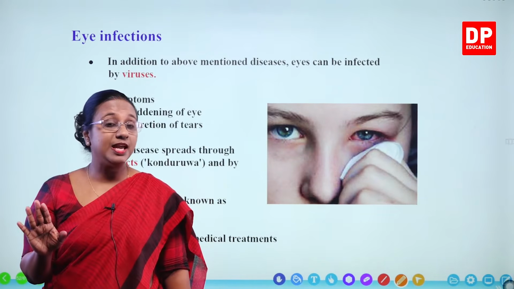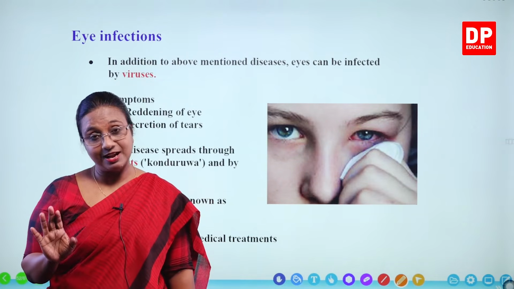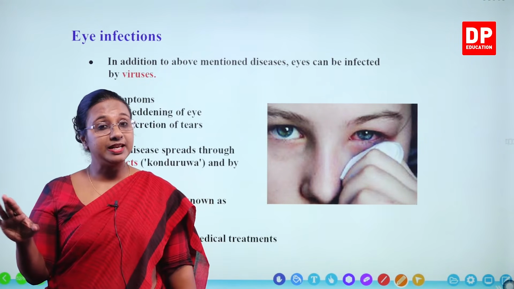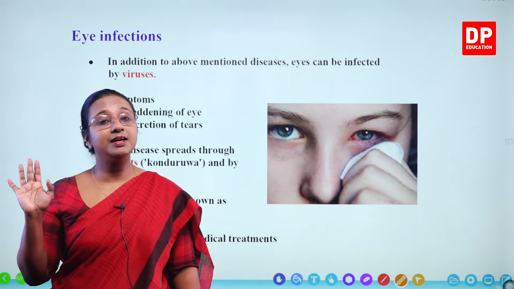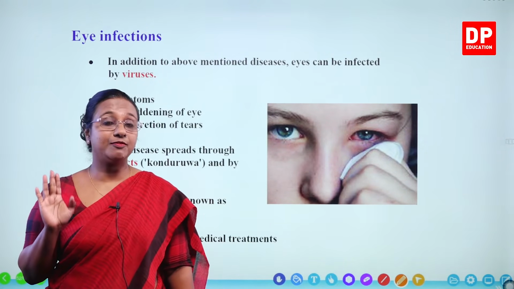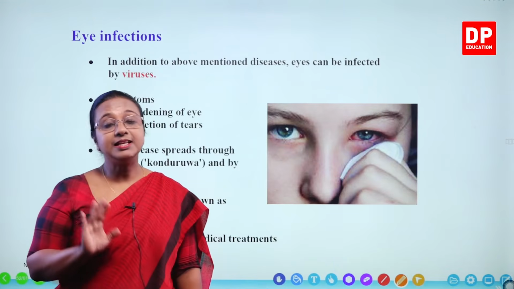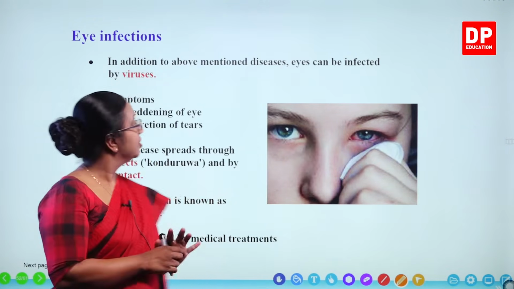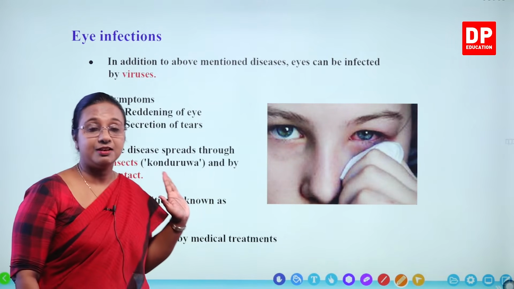But you have to make sure you get the medical advice. Without a doctor's prescription, without medical advice, you can't just go and buy a cream or a medicine and put it in your eye. You have to be very careful with that. But it can be treated and it's not fatal or dangerous or anything. So that is the eye infection.